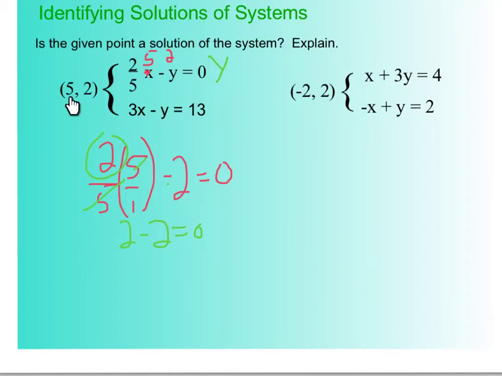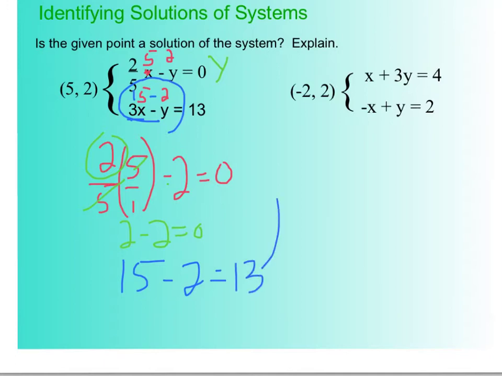Now I have to check this 5, 2 in this equation. The 5 goes where the x is, and the 2 goes where the y is. Now let's solve this. 5 times 3 is 15, and I'm going to write it down here. 5 multiplied to 3 is 15, and then I have minus 2 right here. So this is 15 minus 2. 15 minus 2 equals 13. Is that what they wrote? Yes. So if you say yes both times, then you say yes. This point does work in both equations.